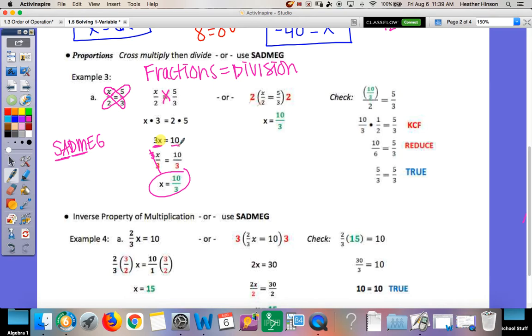And then if you want to check it, which I highly recommend, you just plug it back into x, and the check is over here. So that 10 over 3 divided by 2, that's just taking half of it. So then you can multiply across. 10 times 1 is 10. 3 times 2 is 6. 10 over 6, 2 goes into both of those. 10 divided by 2 is 5. 6 divided by 2 is 3.